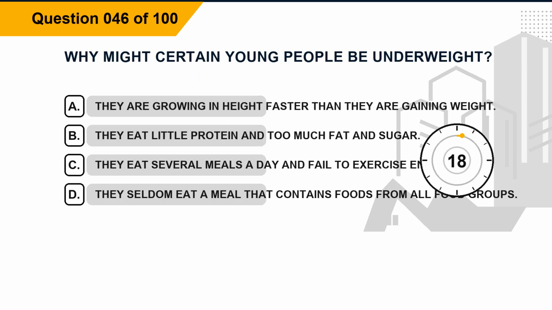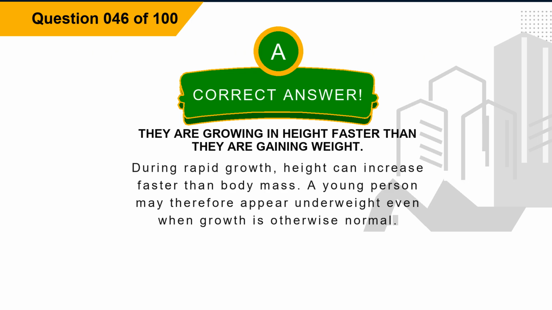Question 46. Why might certain young people be underweight? Option A, they are growing in height faster than they are gaining weight. Option B, they eat little protein and too much fat and sugar. Option C, they eat several meals a day and fail to exercise enough. Option D, they seldom eat a meal that contains foods from all food groups. The correct answer is option A, they are growing in height faster than they are gaining weight. Explanation: during rapid growth, height can increase faster than body mass. A young person may therefore appear underweight even when growth is otherwise normal.